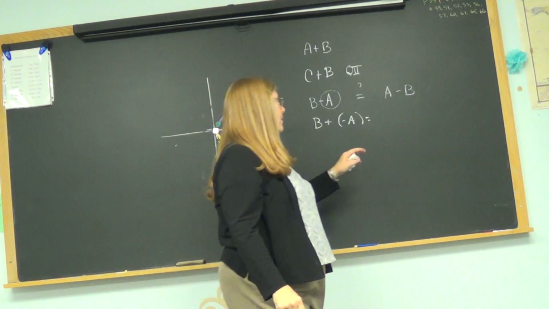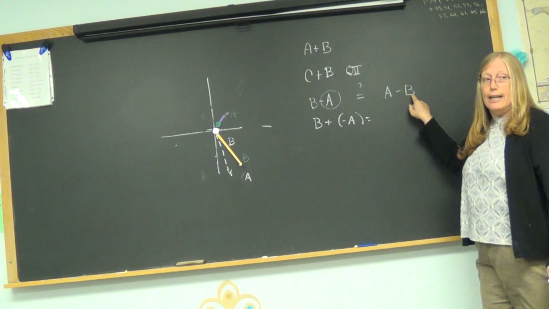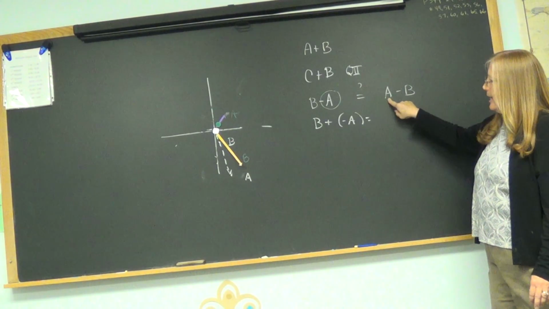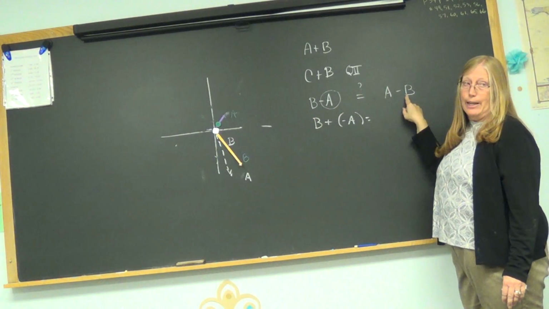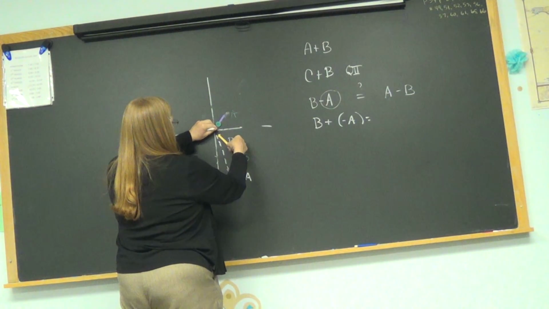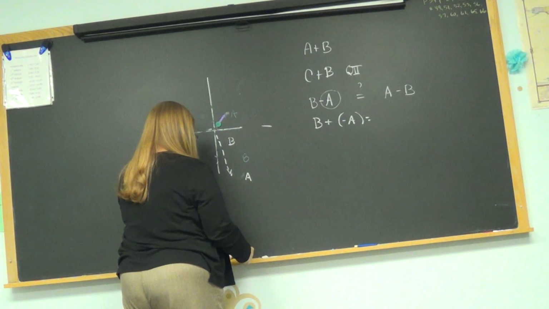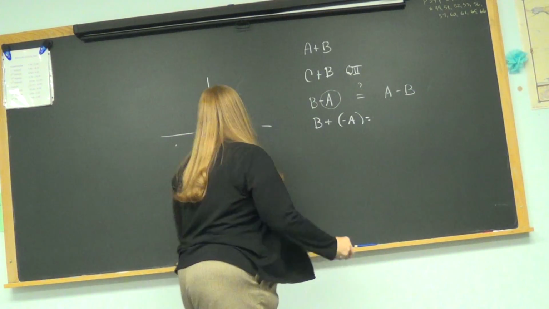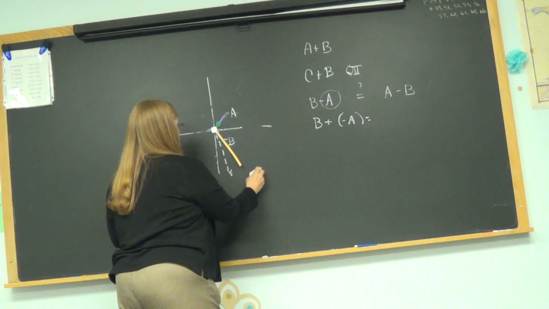Can you do the problem instead of B minus A? Can you do A minus B now? Let's see if we get the same answer. A minus B. So with that, A is going to stay where it is. B is going to flip because it's now negative. So I'm going to take this one and put the head going the other way than the tail. Alright, now I have a minus B and I have an A here. So they're not the same.